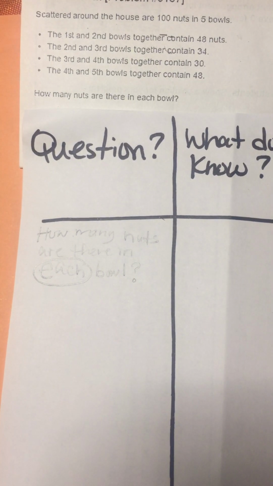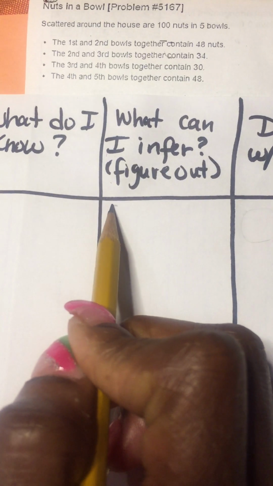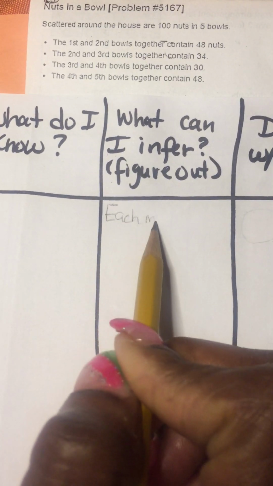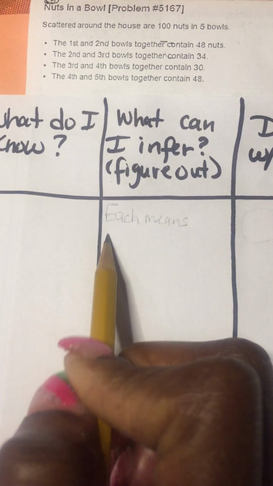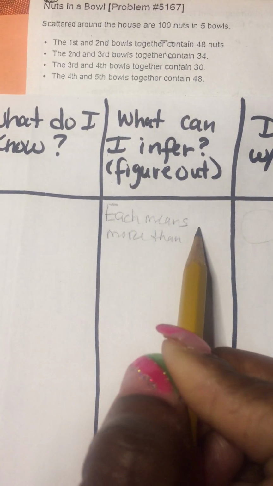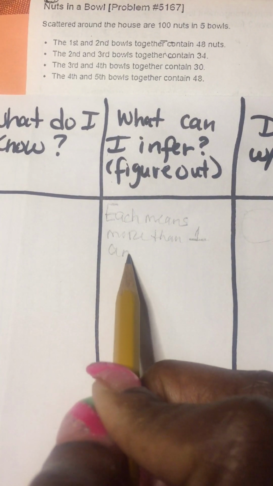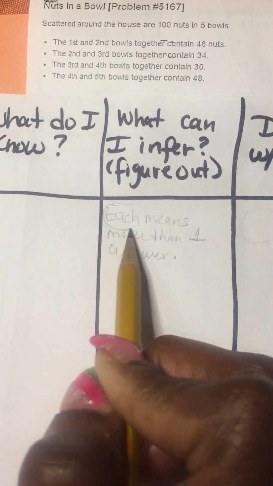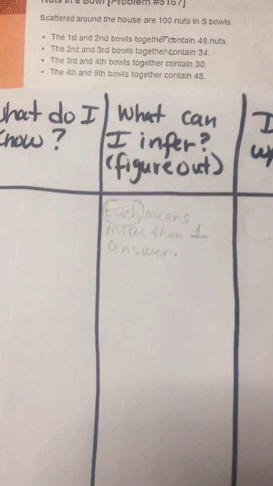I can infer, I'm going to skip, what do I know? I can infer that each means more than one answer. That's what the word each means. That's what your brain should figure out.